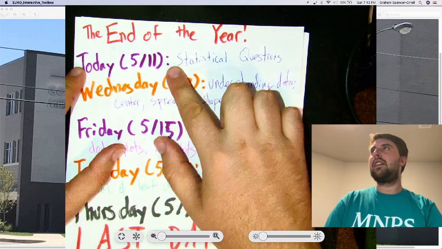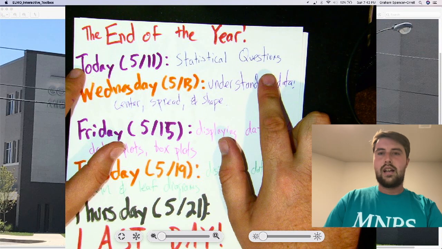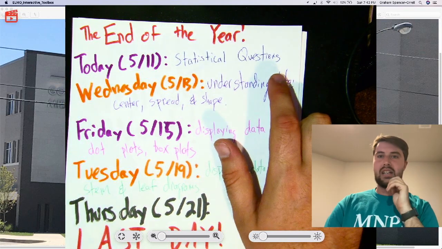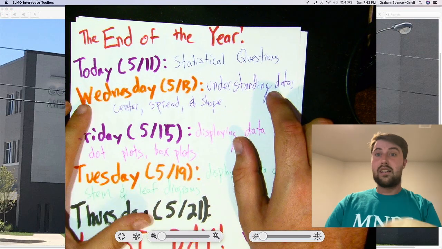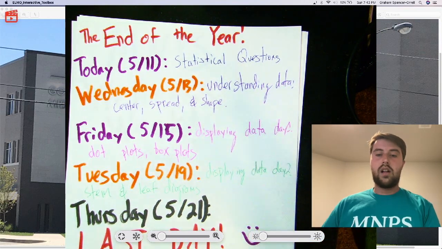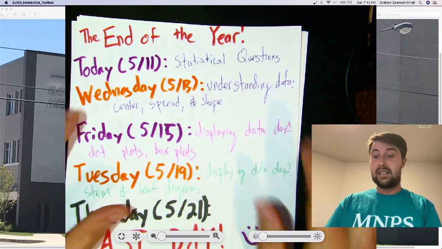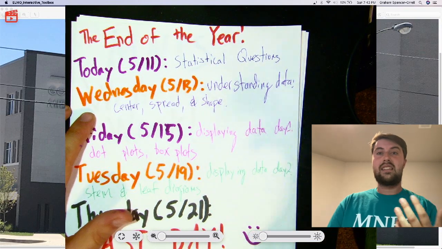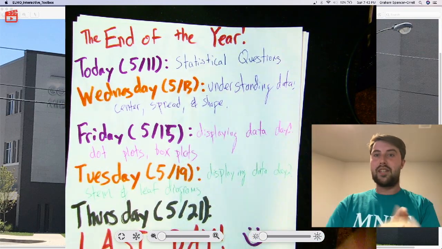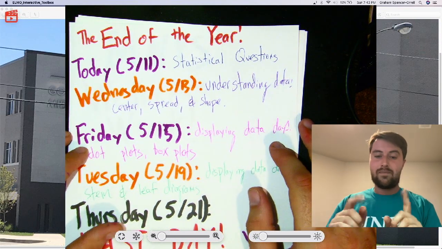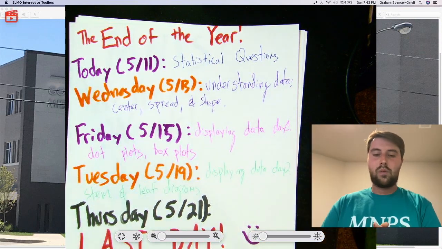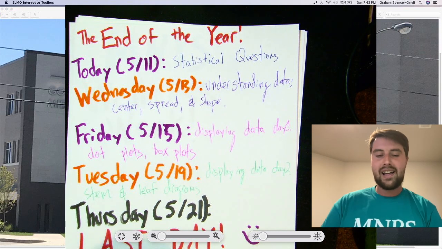Today, we'll be looking at statistical questions, learning whether or not a question has to do with statistics. And then we're going to dive into statistics for the rest of the school year. On Wednesday, we're going to understand data. We're going to look at the center, the shape, and the spread. On Friday, we're going to display data, day 1, where we'll look at dot plots and box plots.